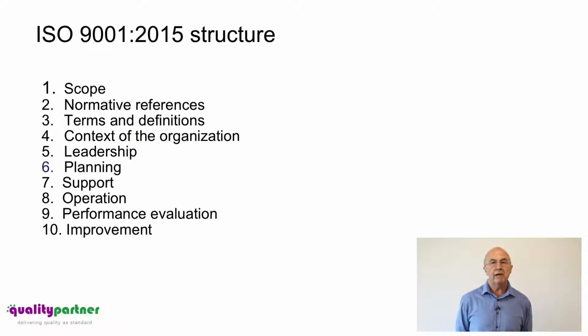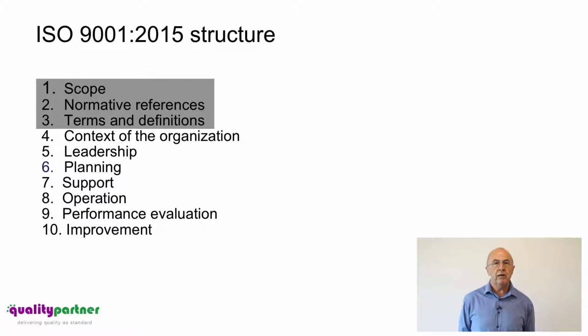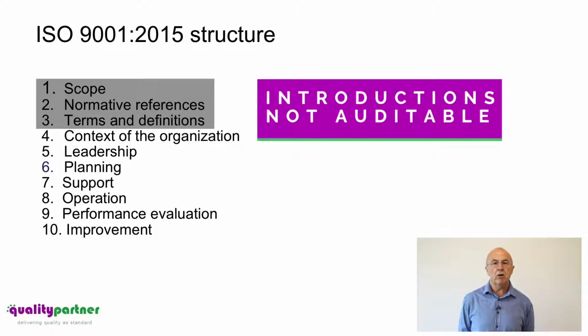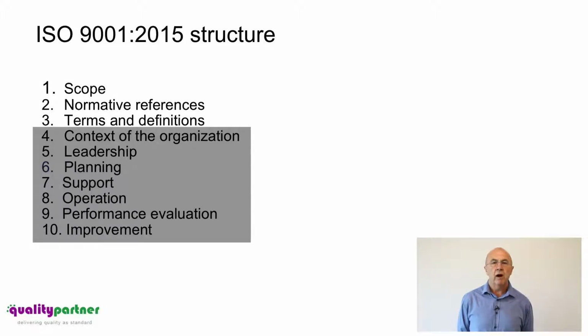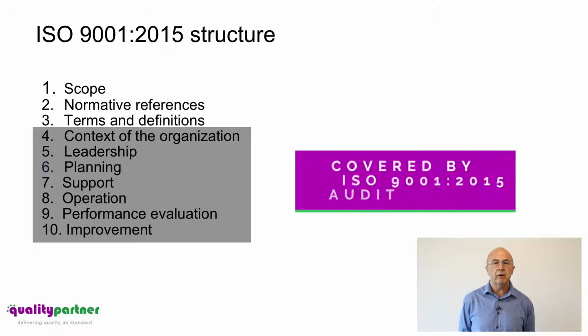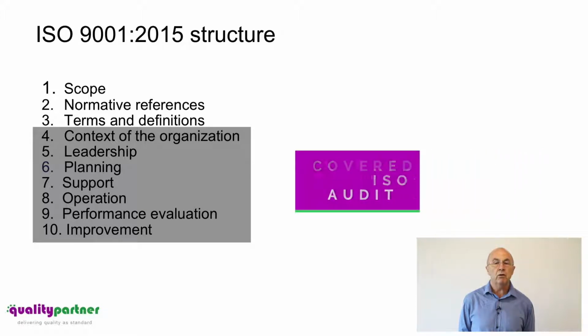So the first thing that we all have to get used to is the structure of ISO 9001:2015 based upon the structure of Annex SL. There are 10 sections within ISO 9001:2015. Section 1, scope; 2, normative references; and 3, terms and definitions, are all there as introductions. These sections are not auditable, but are set in the context for the structure of the standard. From section 4, which is context of the organisation, right the way through to section 10, which is improvement, all those sections will be covered by an ISO 9001:2015 audit.